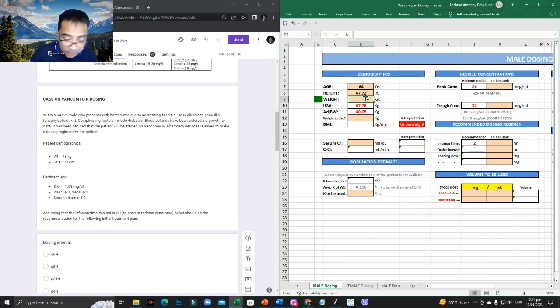The weight of the patient is 98 kilograms. Heavy, meaning obese. So we are told to use the adjusted body weight, which is 79.85. Serum creatinine would be 1.03. So our K should be 0.0723.